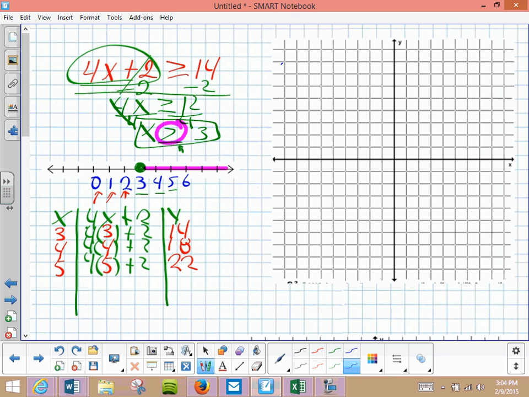And I'll do that over here. For when I use 3, I get what? 14. And when I use 4, I get 18. When I use 5, I get 22. This is my x and y values.